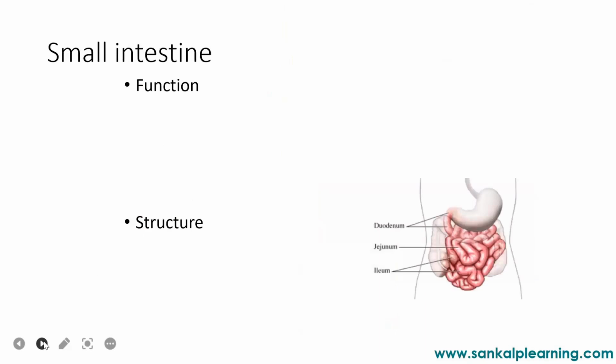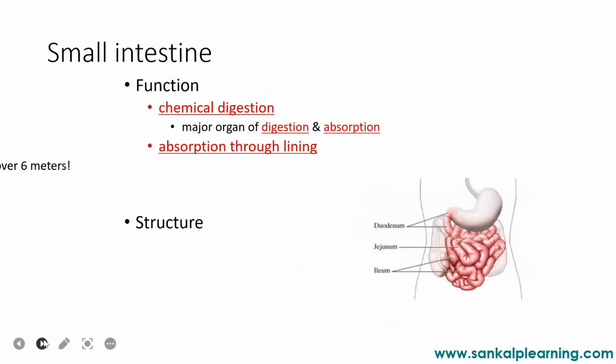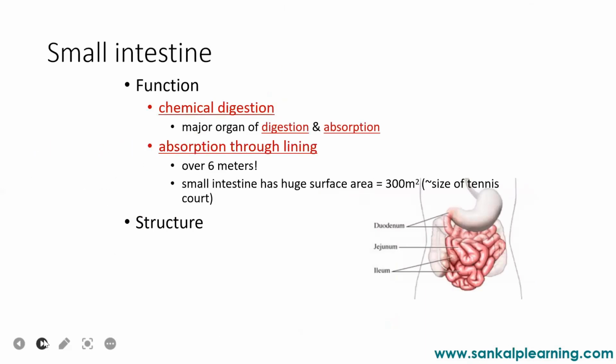Okay, next one is, now food moves to the small intestine. So what is the function of small intestine? The function of small intestine mainly is chemical digestion. Chemical digestion ಆಗುತ್ತೆ. So it is a major organ of digestion and absorption. Almost all the percentage of digestion ಎಲ್ಲಾಗತ್ತೆ, small intestine ಅಲ್ಲಾಗತ್ತೆ. ಹೌದಾ? So then absorption through lining. Absorption ಹೇಗಾಗತ್ತೆ, ಅದರ ಲೈನಿಂಗ್ ಏನಿರುತ್ತಲ್ಲ ಅದರಲ್ಲಿ absorption ಆಗತ್ತೆ. So in structure ಅದೆಷ್ಟು ಮೇಜರ್ ಆಗತ್ತೆ?